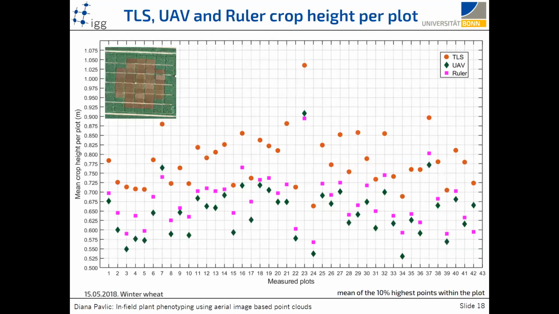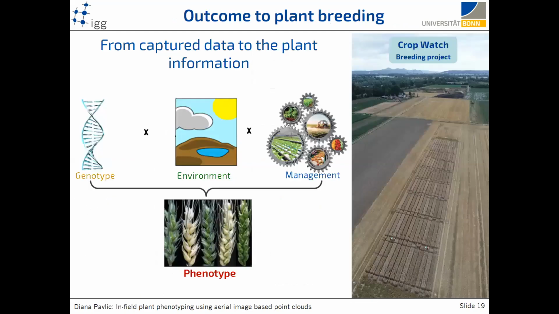When we talk about conclusions and results here, we are aware that UAV-based crop height estimation is underestimated in relation to TLS crop height, which we consider here as the real reference from the measurement view, and is also a bit underestimated according to the industrial standard, which is ruler measurement.